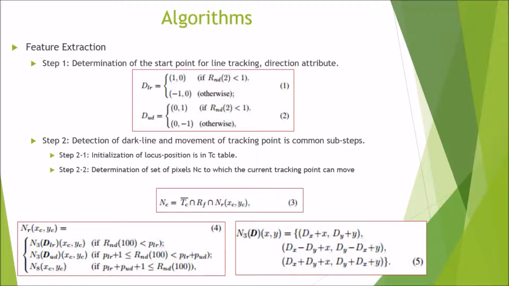Detection of dark line direction and movement of the tracking point. This step is composed of several substeps. Firstly, the positions that the tracking point moves to are stored in the locus position table TC. The table is initialized in this step. Secondly, a pixel to which the current tracking point (XC, YC) moves must be within the finger region, must not have been previous (XC, YC) within the current round of tracking, and must be one of the neighboring pixels of (XC, YC). Therefore, NC is determined as can be seen.